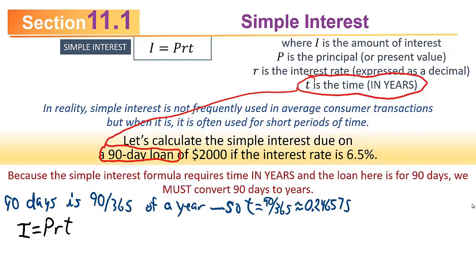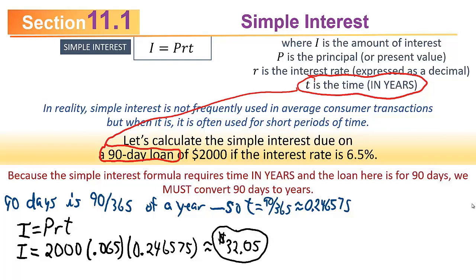Same formula. The principal is $2,000. The interest rate is 0.065, which is 6.5% written as a decimal. And the time is 0.246575. And if you multiply those 3 numbers together, you get $32.05. So if you take out a 90-day simple interest loan at 6.5% where you've borrowed $2,000, you will owe $32.05.